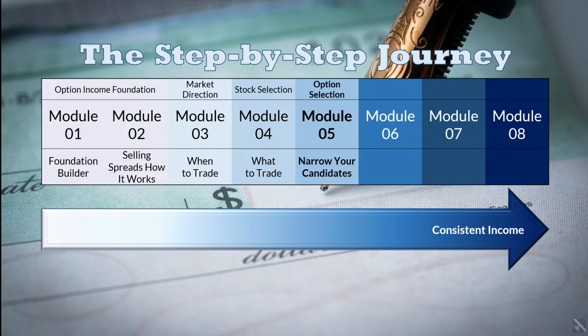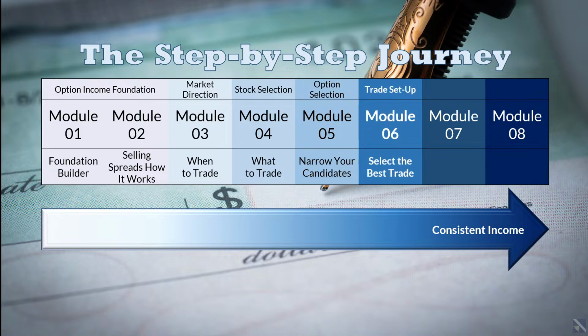Now that you got your list of stocks, we're going to start narrowing it down to the best options candidates. These are going to give you the highest probability for profits. And by using the rules in this module, you're going to make sure you're getting paid as much as you can for the trade and making it so you can make money even if the stock doesn't go anywhere.